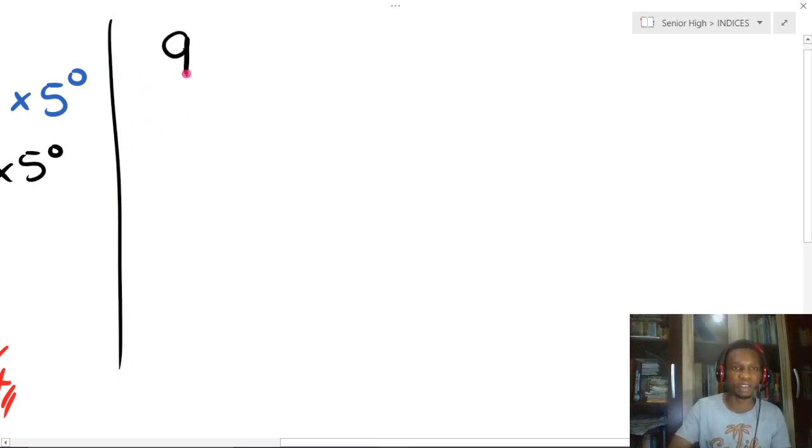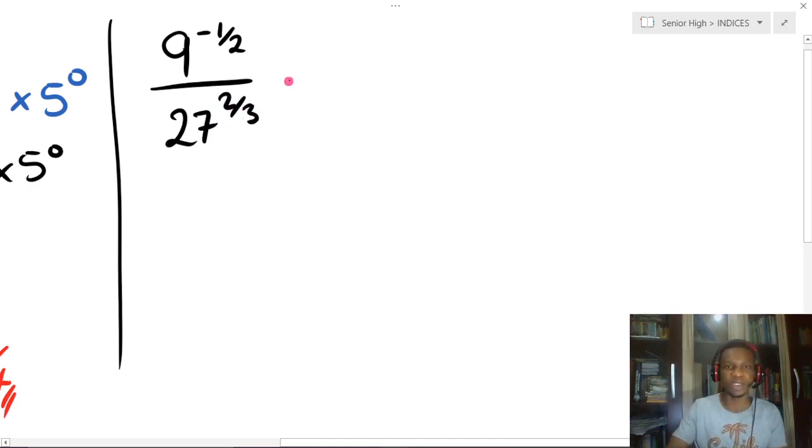9 raised to the power of minus 1 over 2, divided by 27 raised to the power of 2 over 3. Now this is sweet. Remember, I can solve this by breaking them down easily, but let's see how to solve them. Solving this particular one, remember this minus is telling me negative index law, right? Yes. So let's bring this out separately so you see what's happening here.